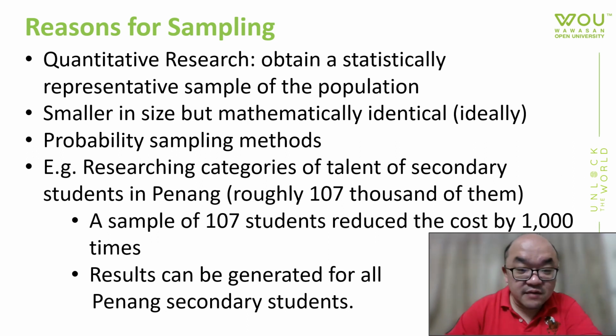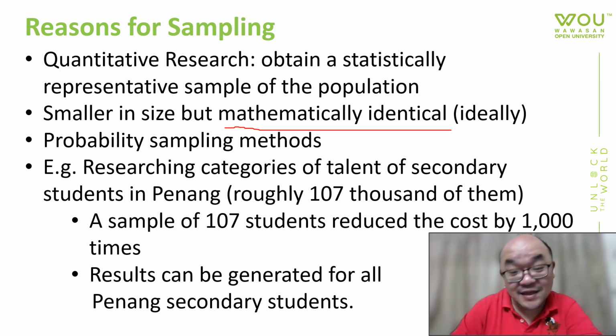Now, the reason for sampling, again, for both qualitative and quantitative research would be the same, which is to obtain a statistically representative sample that is smaller in size. But for quantitative research particularly, the focus is to gain a sample that's mathematically identical. So ideally, in terms of all the variables that you are interested in and so on, the sample should be similar, if not identical, to the population itself. But again, as mentioned, that is virtually impossible. And in quantitative research, we typically use probability sampling methods. Again, this is something that we will cover more in 511, Quantitative Research Method and Design Analysis.